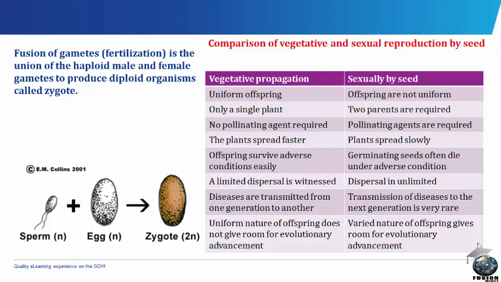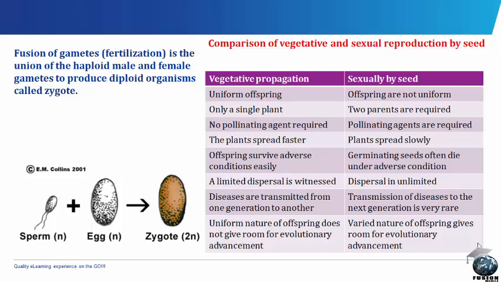Comparison of vegetative and sexual reproduction by seed. This comparison includes: for vegetative propagation, there are uniform offspring, and sexually by seed, offspring are not uniform. For vegetative propagation, only a single plant is present, but sexually by seed, 2 parents are required. In vegetative propagation, pollinating agents are not required, and sexually by seed, pollinating agents are required.